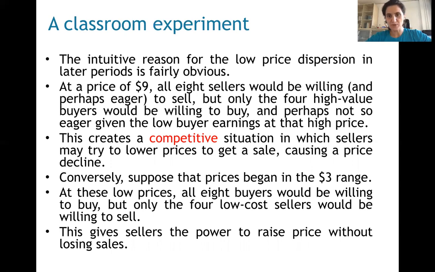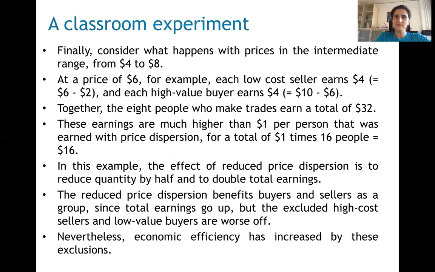Conversely, suppose that prices began in the $3 range. At these low prices, all of the 8 buyers would be willing to buy because the valuations were what, 4 or 10? But only four of the low-cost sellers would be willing to sell. This gives sellers the power to raise price without losing sales. So finally, consider what happens with prices in the intermediate range, 4 and 8. At a price of 6, for example, each low-cost seller earns 4, so 6 minus 2 is the earnings of the sellers, and each high-value buyer would earn 4.